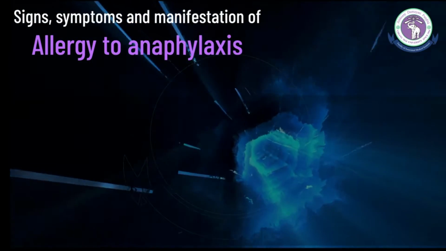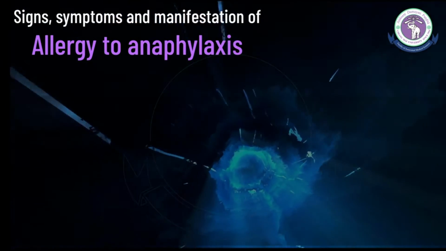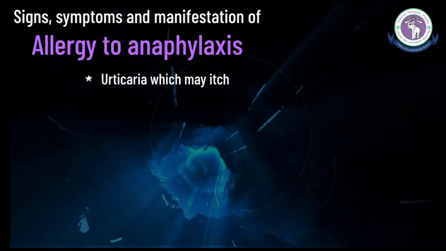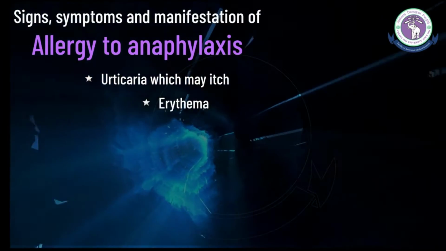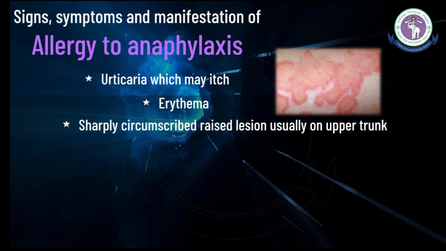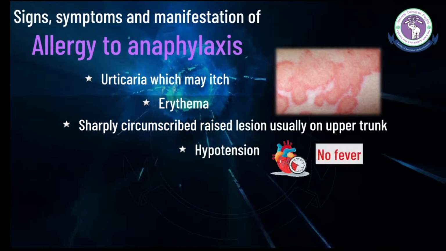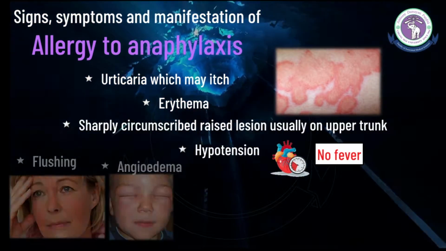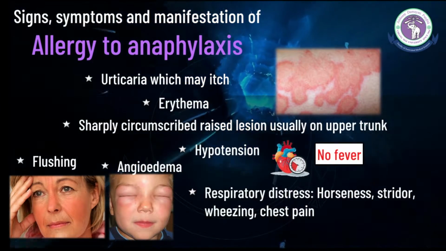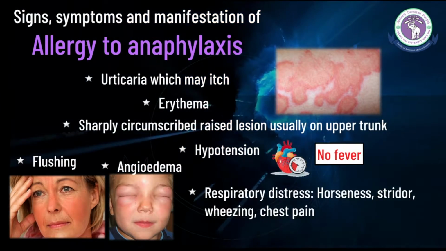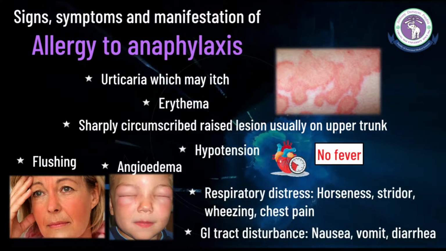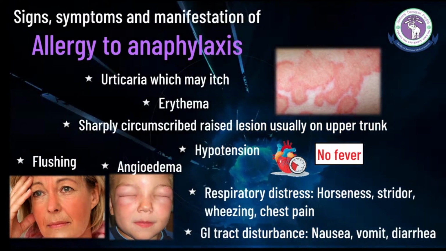Signs and symptoms of allergy to anaphylaxis vary from mild to severe, including urticaria, which may itch, erythema, sharply circumscribed lesion, usually on the upper trunk, hypotension, but typically no fever, flushing, angioedema, respiratory distress including hoarseness, stridor, wheezing, and chest pain, and GI tract disturbance such as nausea, vomiting, or diarrhea.